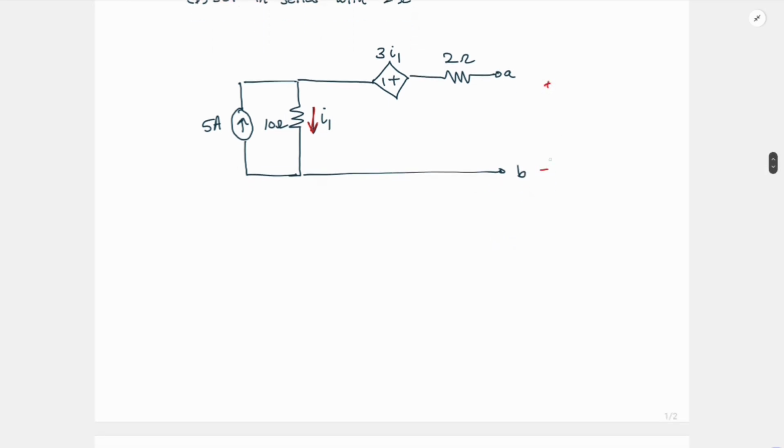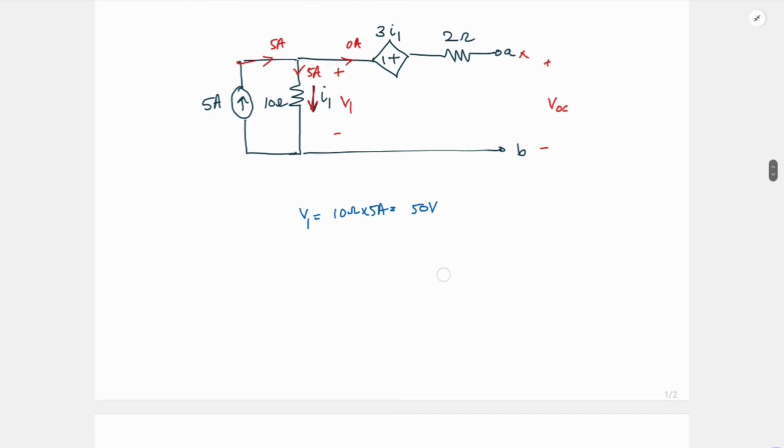So we need to find VOC here. If you see, the current 5 ampere is coming here. Where will this flow? Can 5 ampere flow here? Because this is open circuit, the current in this arm is 0 ampere. So all the 5 ampere should flow here. Then what can you say about this voltage? I'll call it V1. So my V1 is equal to 10 ohm into 5 ampere, which is equal to 50 volt. Now you also know the value of I1. Your I1 is nothing but 5 ampere.